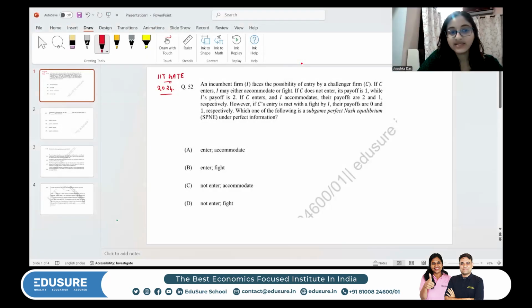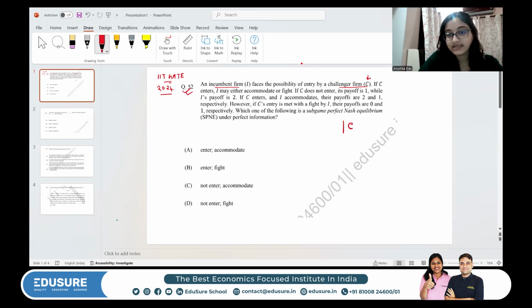This question is from IIT GATE 2024, question number 52. It says an incumbent firm faces the possibility of entry by a challenger firm, which is denoted as C. Now, if C enters, I may either accommodate or fight. So let us draw the chart first.